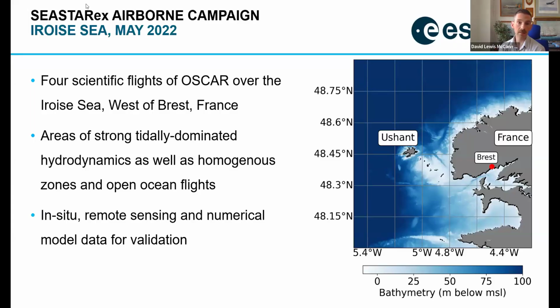So as part of the SeaStar candidature for Earth Explorer 11, we ran an experimental campaign called SeaStar X, and this was run firstly over the Iroise Sea in May 2022. We also ran a second campaign over the Mediterranean Sea in 2023, although I won't be talking about that today. So for the Iroise Sea campaign, we flew 4 scientific flights of OSCAR over the ocean there. So this is west of Brest in France and around the island of Ushant, or Ouessant in French.